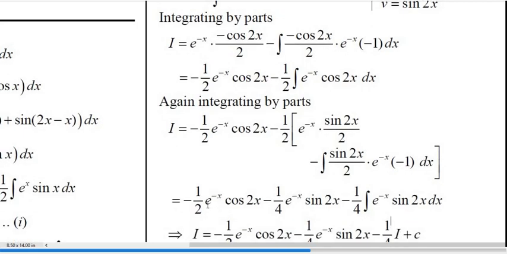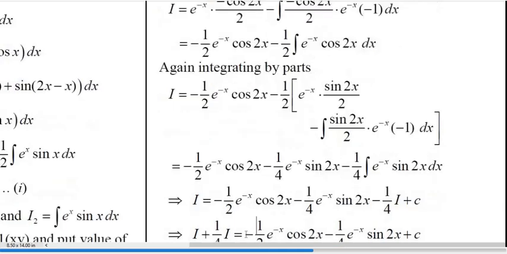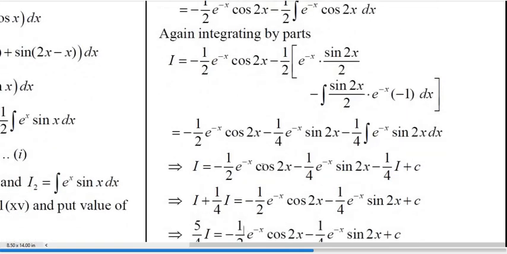Next, minus 1 by 2 e power minus x cos 2x minus 1 by 4 e power minus x sin 2x as it is, minus 1 by 4, this 2 and this 2 multiply, then we get 1 by 4 integration e power minus x sin 2x dx. So I is equal to minus 1 by 2 e power minus x cos 2x minus 1 by 4 e power minus x sin 2x as it is, minus 1 by 4 I. This function is equal to I, the given function I equal to integral e power minus x sin 2x. So we put I at the place of this function.